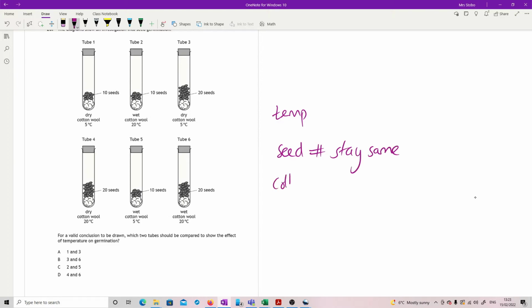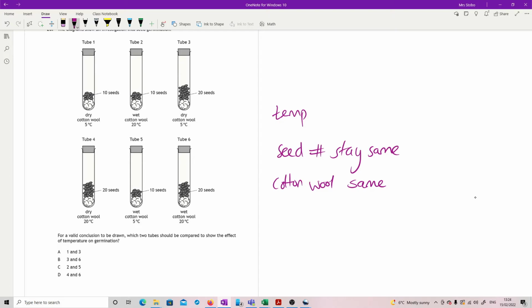and I need the cotton wool to be the same as well, so either wet or dry. Right, so I'm looking at temperature. So tube 1 has 10 seeds, so let's look at other ones that have got 10 seeds. The one next to it, tube 2, has got 10 seeds, but wet cotton wool, and that's dry and wet and a change in temperature, so it's not 1 and 2. It's not 1 and 5 either, because that's the same temperature, and that's a change in the cotton wool.